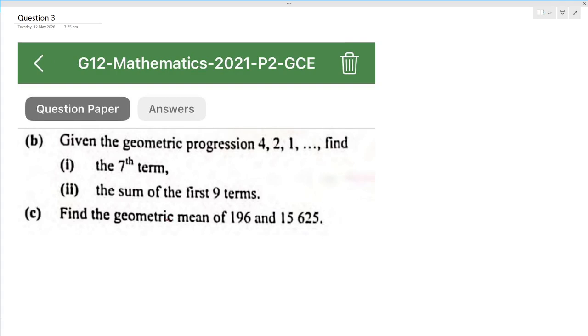So we go to the last question. This one is 2021 GCE. Given the geometric progression 4, 2, 1, find the 7th term, the sum of the first 9 terms, and find the geometric mean. You've seen that the format is just the same. Find the nth term, find the sum of the first certain number of terms, find the geometric mean. Okay, the pattern is very similar.